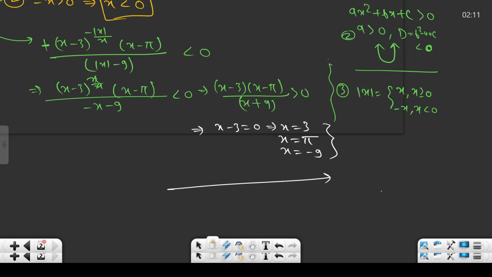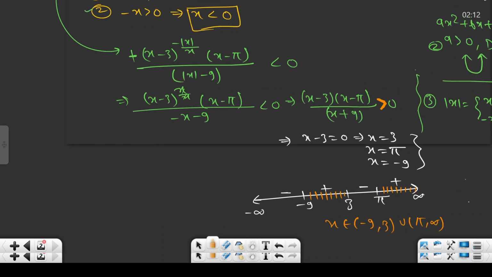Now the next step is to plot a real number line, here minus infinity, here plus infinity, and the values are minus 9 first, then 3, then pi, right? Pi is 3.14 something. Now from the right hand side, start with a positive sign, that is called the wavy curve method: plus, minus, plus, minus. Now, after simplifying, the sign of inequality is greater than 0, right? We have to check the sign in the last only. So here the sign of inequality is greater than, that means we have to select the portion containing the plus sign, that means this portion and this portion, that means x belongs to minus 9 to 3 union pi to infinity.